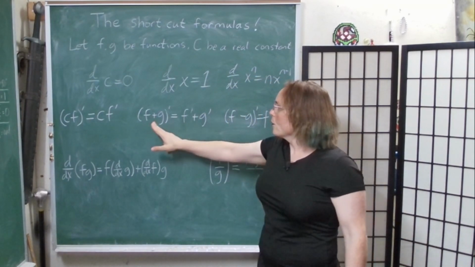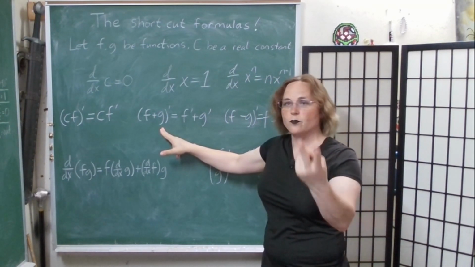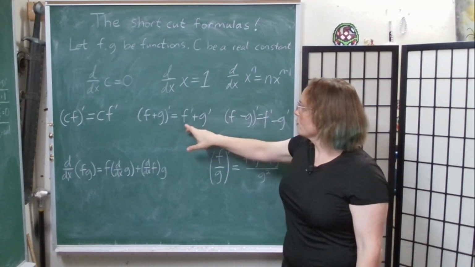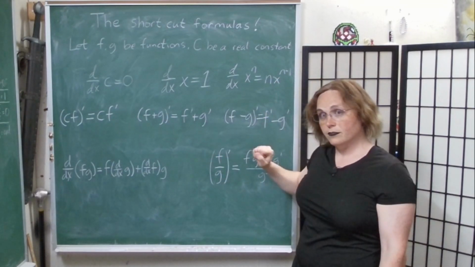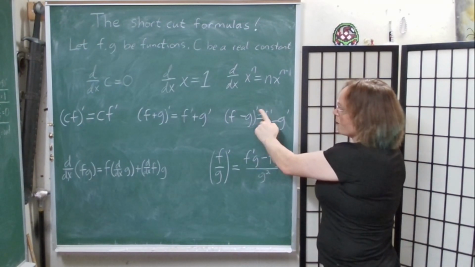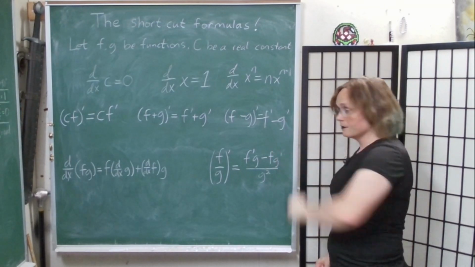Here we have our sum rule. Works just like it did with functions, just like it did with limits, which is the derivative of the sum is equal to the sum of the derivatives. Here we have our difference rule, just like our sum rule. The derivative of the difference is the difference of the derivatives.